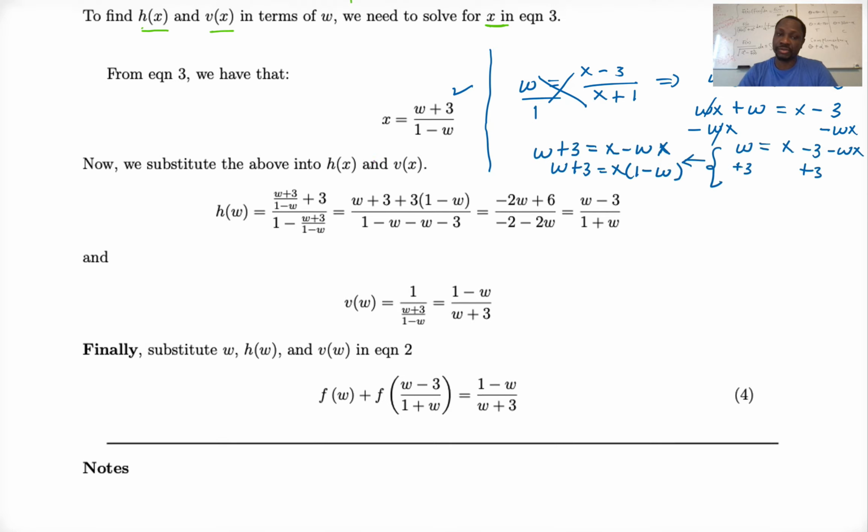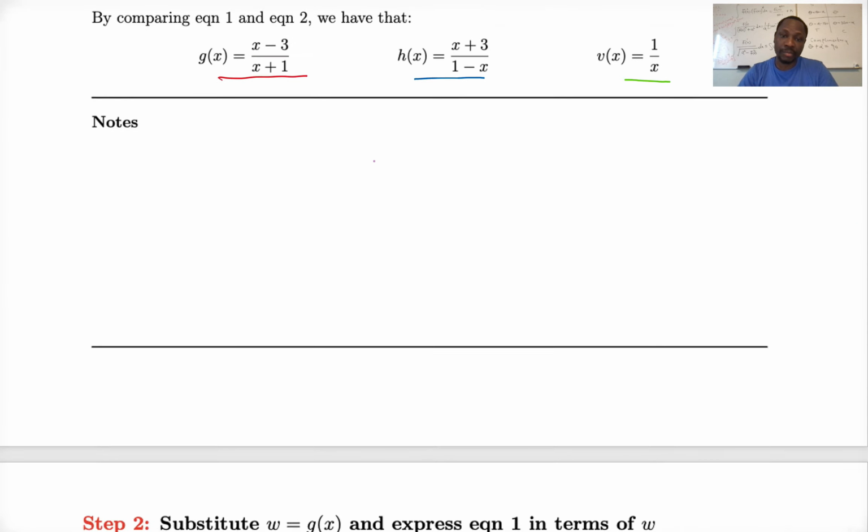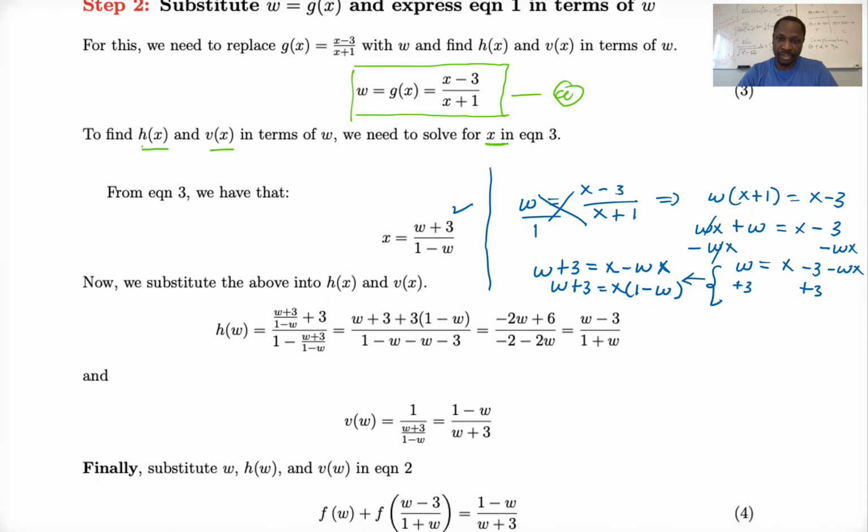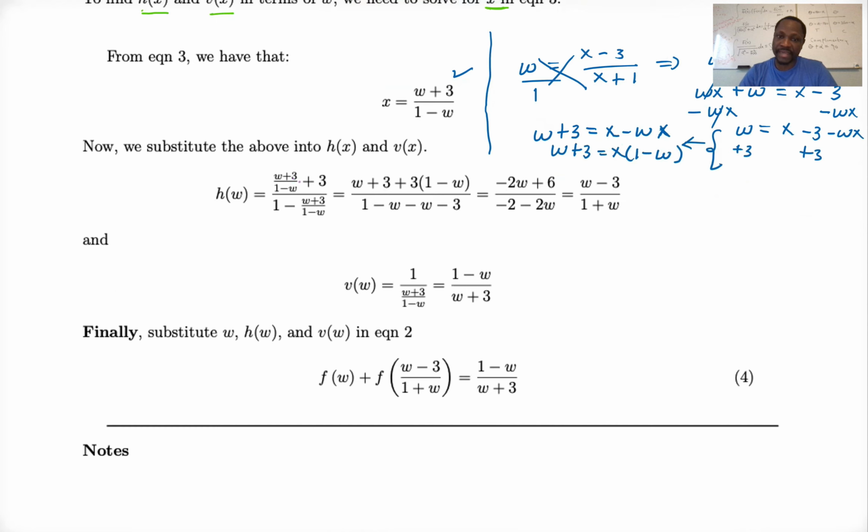And so you see, if you go back up here, h of x is x plus 3 divided by 1 minus x. So instead of x here, let me underline it, I put the equivalent of x in terms of w, and then instead of x here, I did the same thing and I simplified to get the final value for h of w.